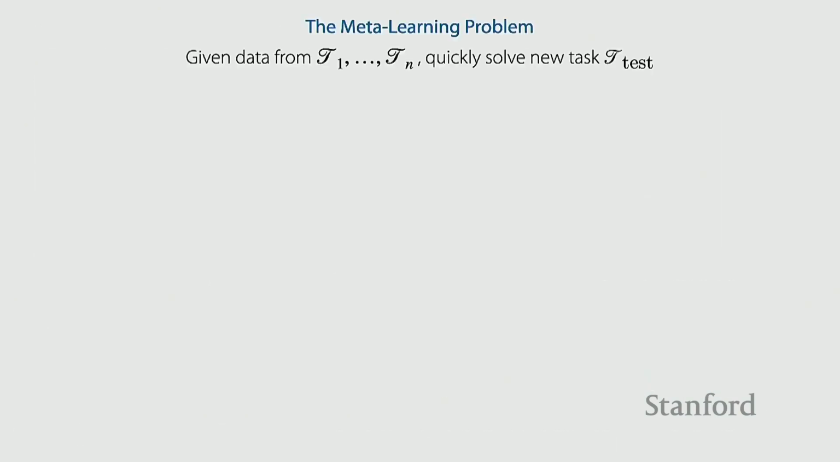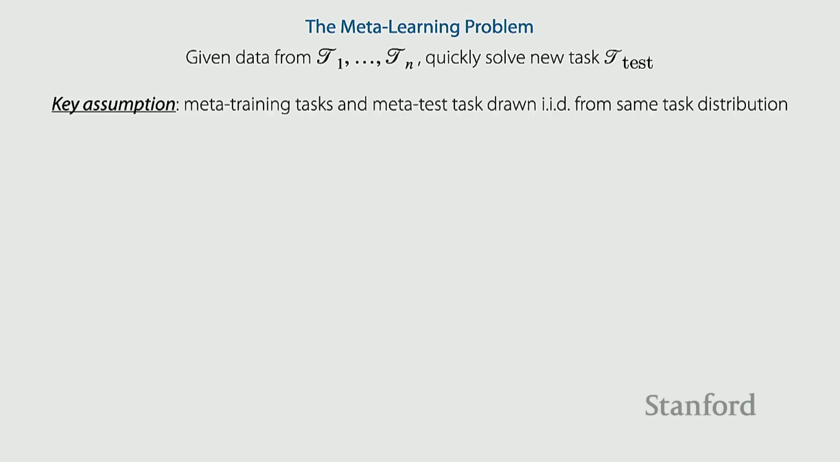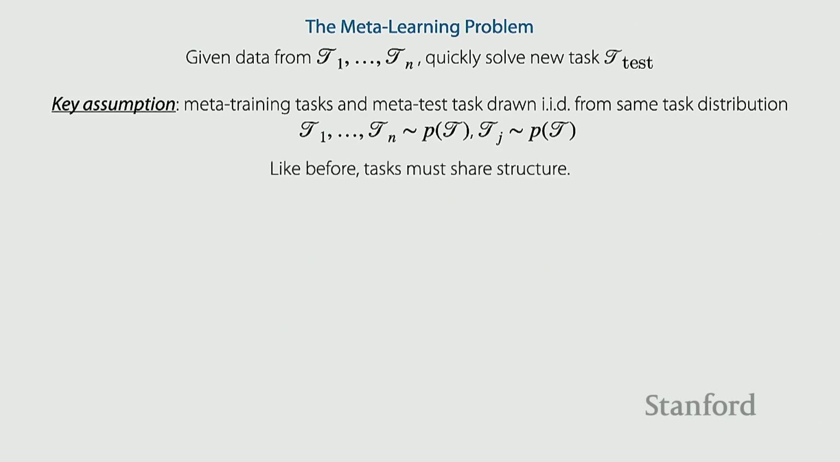Okay, so you can think of the meta learning problem as: given data from a number of tasks, quickly learn a new test task. And one key assumption is that these meta training and meta test tasks are sampled IID from the same task distribution. And so we can think of it as having some distribution over tasks and then sampling them from that same distribution. And like before, like in multitask learning and transfer learning, you also want these tasks to share some structure. If they are completely random tasks, then even if they're drawn IID, you won't be able to do better at the test task than learning from scratch.